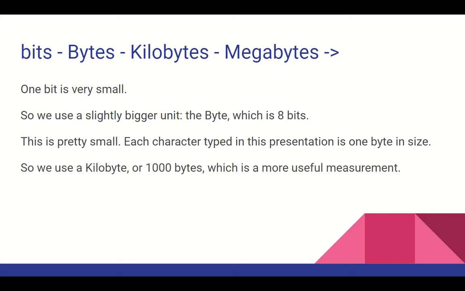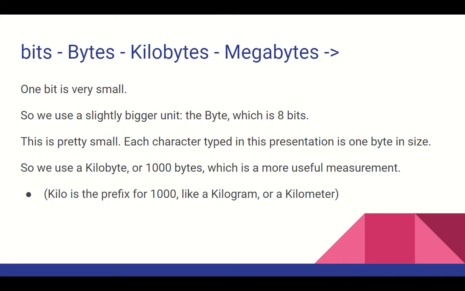Again, 1 byte is actually rather small. Doesn't really give much information away. So we use a kilobyte or 1,000 bytes. Kilo being the prefix for 1,000, like a kilogram, 1,000 grams, or a kilometer, 1,000 meters. All good? So when we see a kilobyte, it's 1,000 bytes. When we see a kilometer, it's 1,000 meters, actually. So it's a useful unit. Your Word documents that you're working on are normally measured in kilobytes until they become full of pictures and then get working in megabytes.